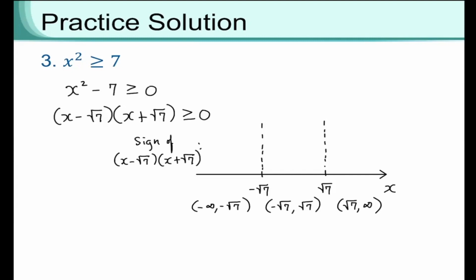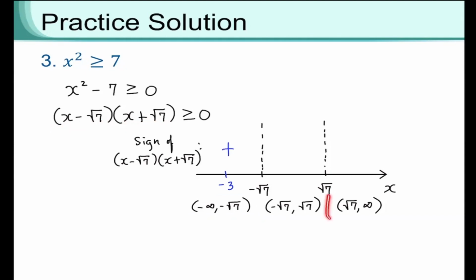To determine the sign in this interval, we choose a test value like negative 3, because negative 3 is less than negative square root of 7, because negative 3 is negative square root of 9. So we can use that as a test value here. If x is equal to negative 3, this is a negative number, and then times this is also a negative number. So negative times negative will give you positive.